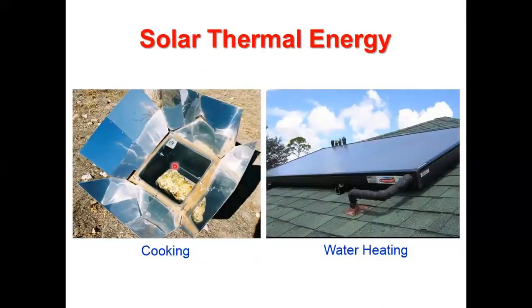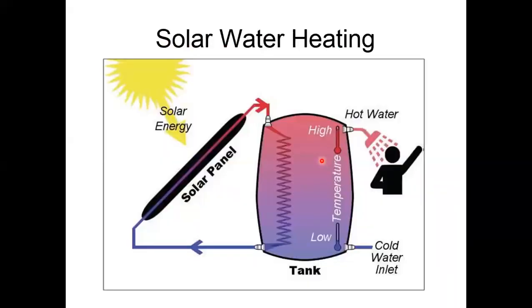So here we can see the picture of how cooking can be done, that is solar cooking. Then water heating can be done, that is solar thermal energy. So solar water heating: how the solar panel is here, sun radiation will come, and here we have the cold water, and finally we will get the hot water, which we will be using for bathing.